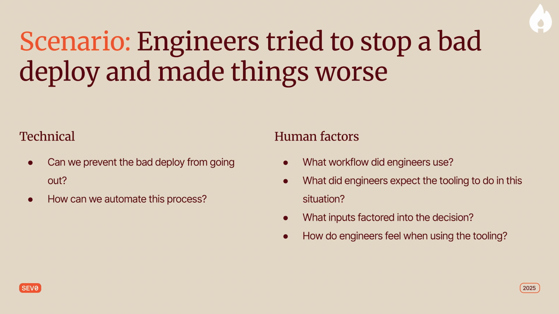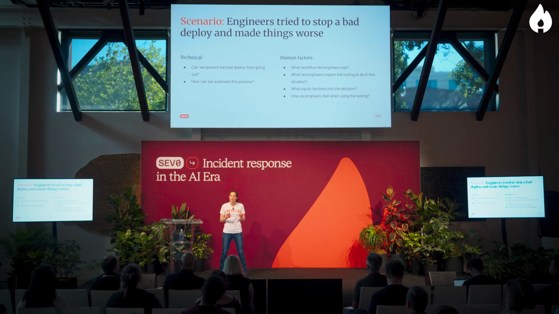Now, what can we gain from that human factors angle? In this scenario, we're going to want to dig into that tooling and find out what we can learn there. Some questions that you can use to help you do this. What workflow were engineers using? There are probably multiple options for pausing or rolling back. What did engineers expect the tooling to do versus what it actually did? What inputs factored into that decision to choose the course of action they did? And then more importantly, going back to the idea of safety, how do engineers feel when they're using the tooling? Are they confident or are they hesitant?